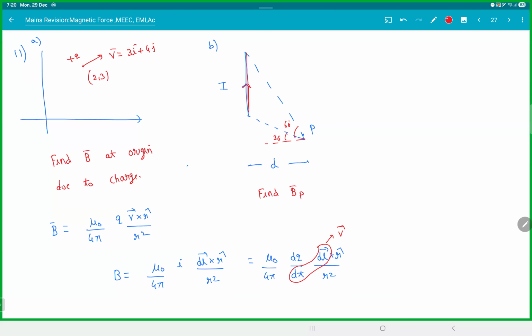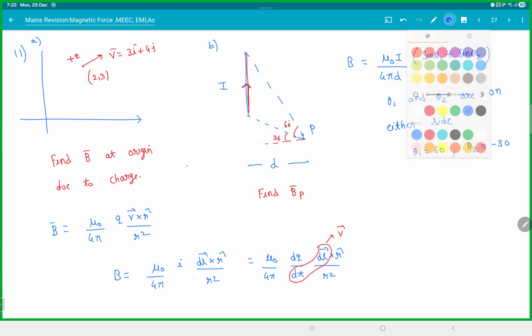What is the formula for the finite wire? The magnetic field is given by mu naught I by 4 pi d, sine theta 1 plus sine theta 2. This is the formula. But be careful here. Theta 1 and theta 2 are supposed to be measured on either side of the wire. But here they're on the same side. So theta 1 is 60, but theta 2 is minus 30. Do you guys remember that?